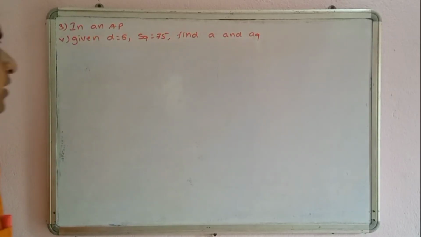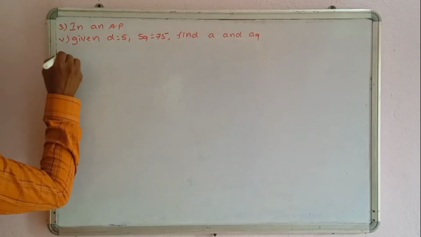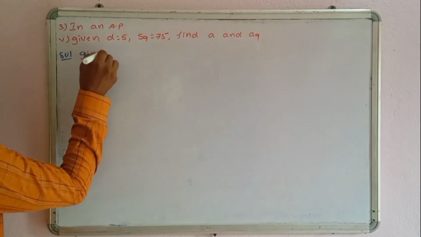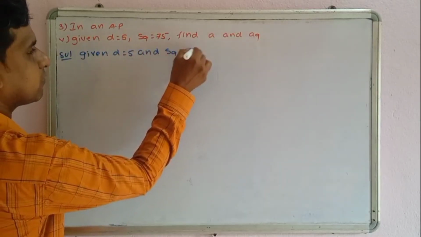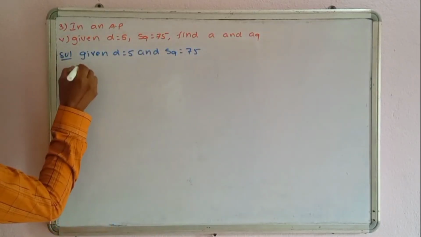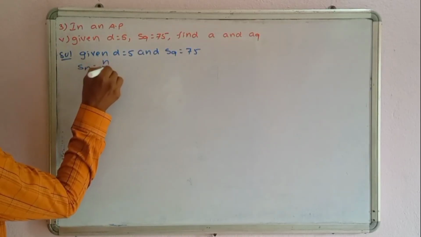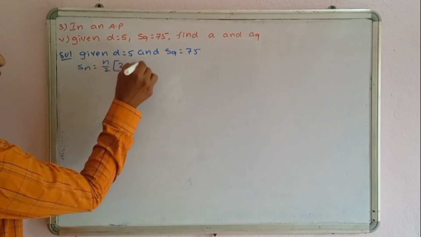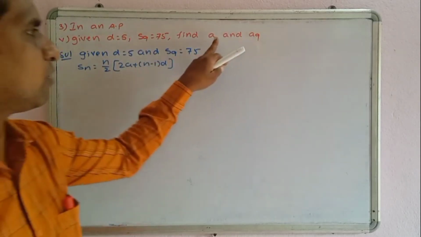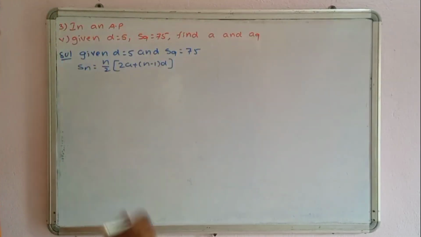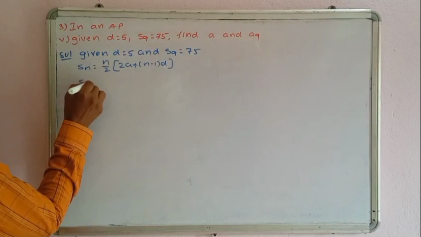Problem 5. Given d equals 5, S9 equals 75. Find a and a9. See the solution. Given d equals 5 and S9 equals 75. What is the Sn formula? Sn formula is n by 2 into 2a plus n minus 1 into d. So here we will find the value of a and a9.